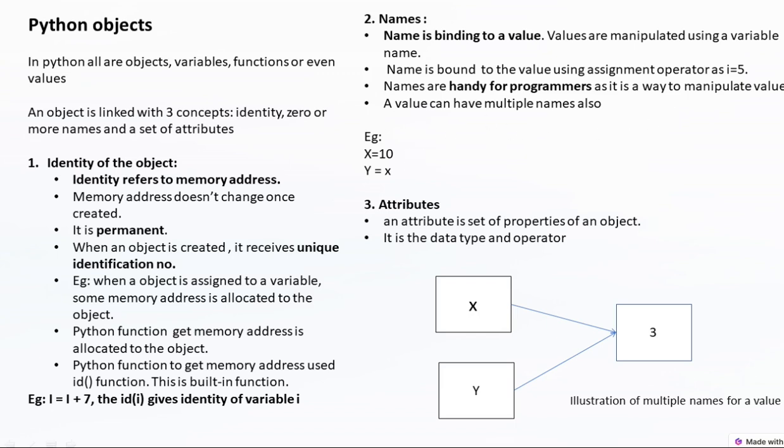And one thing is, a value can have multiple names, right? I said x is equal to 10 and y is equal to x. So 10 is stored in the variable x as well as 10 is stored in the variable y. So values can have multiple names.